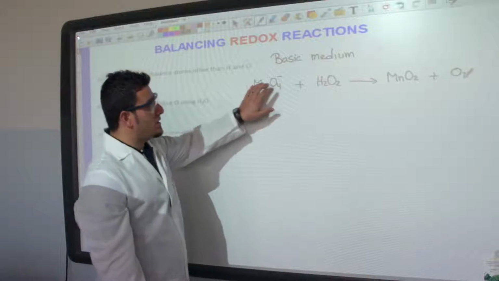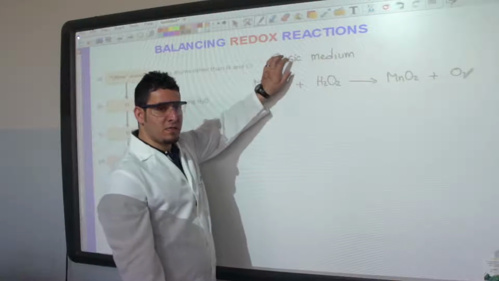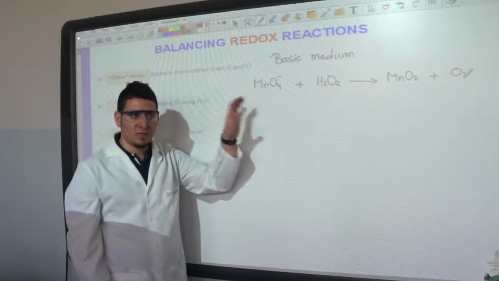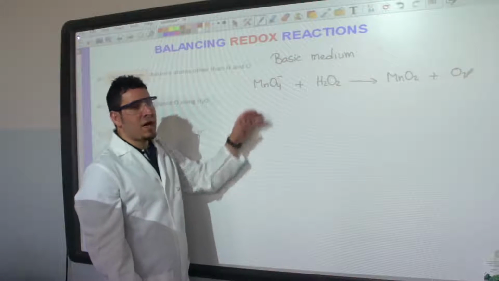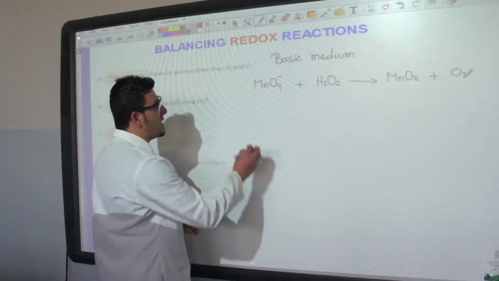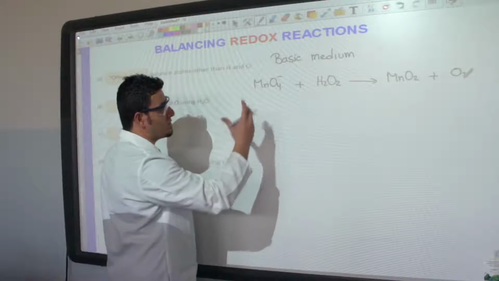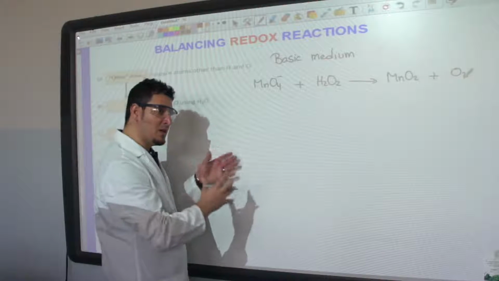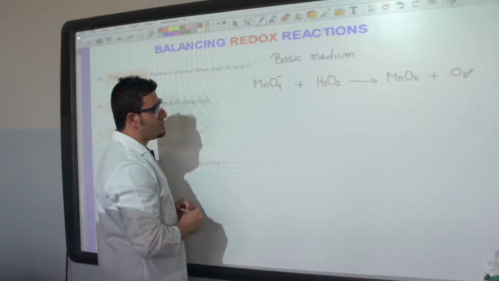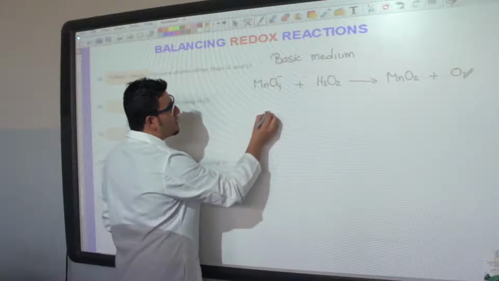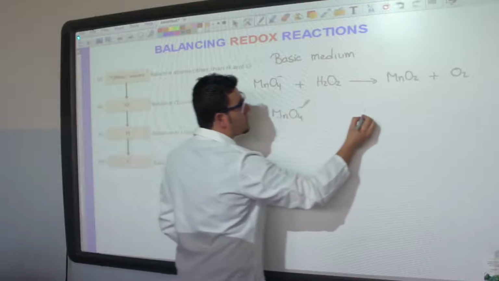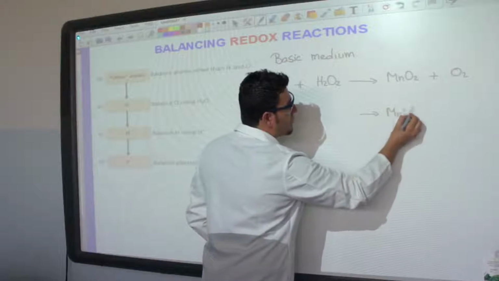Now, the way to balance a redox reaction in basic medium is exactly the same as we balance a redox reaction in acidic medium. But we will add 2 extra steps at the end. So I'll be fast balancing this reaction first in acidic medium. Consider it like it's in acidic medium. Then we will add the 2 steps to cover the basic medium. I will split this equation into 2 half equations. The first is MnO4 minus, it gives MnO2.